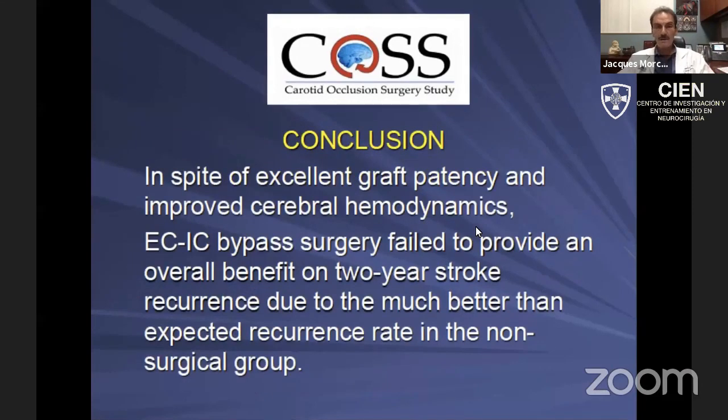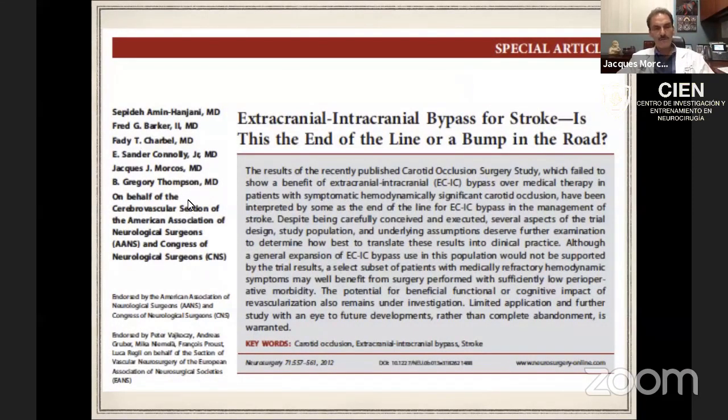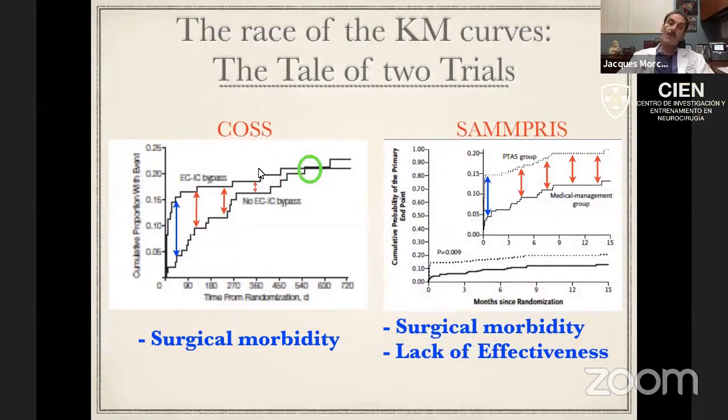So the conclusion was that bypass doesn't help. I was part of a group with Sepideh Amin-Hanjani, Barker, Charbel, and others that tried to rebut this study and say why we had some criticisms about it. And I encourage you to read those papers to try to understand it. I want to draw a parallel between the COS study and the SAMMPRIS study. The SAMMPRIS study is intracranial stenting for atherosclerosis. It also failed, but I want to draw your attention to the fact that those two studies failed for different reasons.